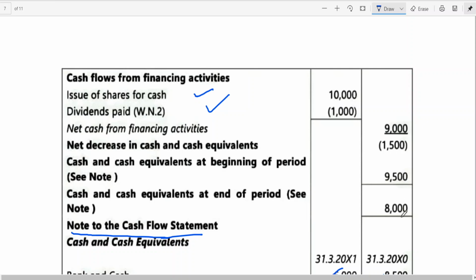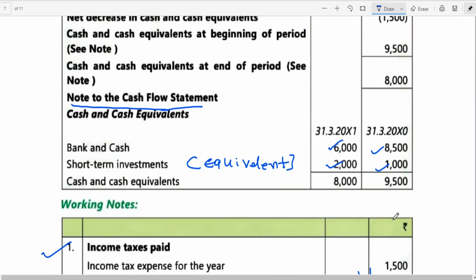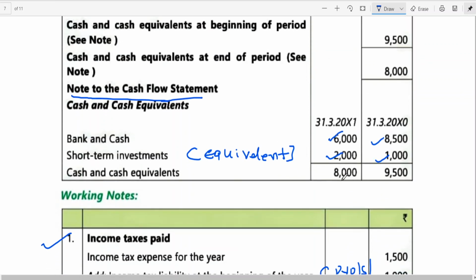So that means what is the closing cash equivalent we are having? 8,000, which is clearly mentioned here. This is current year, this is previous year. So today one new point you learned, short term investment has been assumed as equivalent since what has not been given? Since the period of holding the investment has not been given, we are assuming it as short term investments.